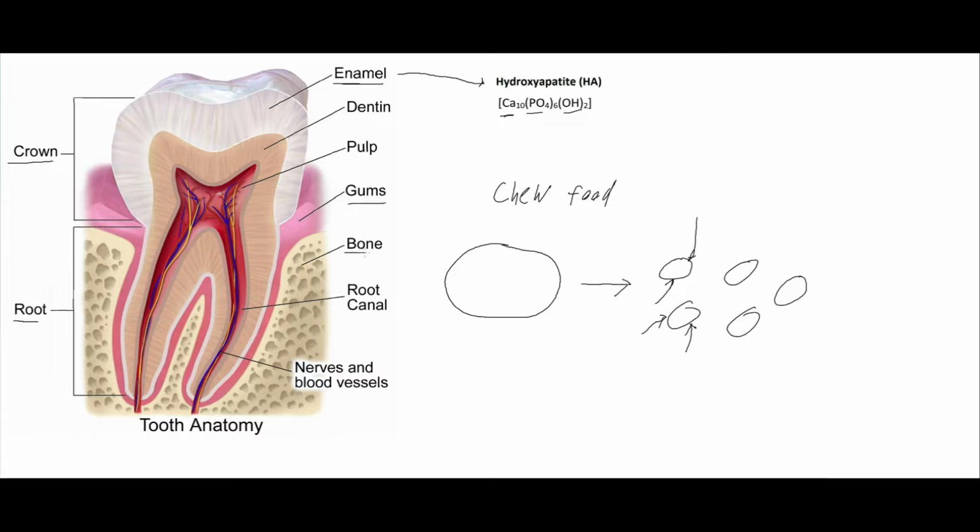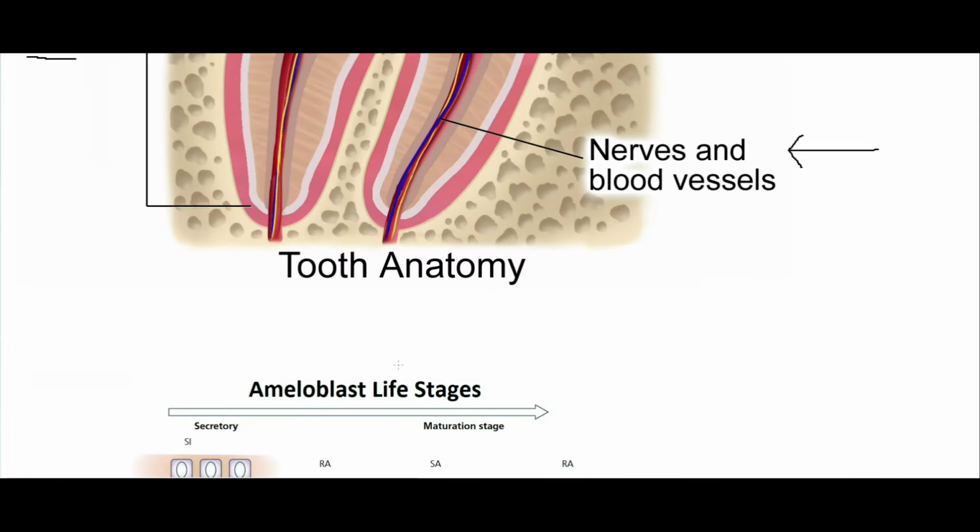The bone, which could be the mandibular bone if it's the bottom jaw, or the maxillary bone if it's your upper teeth. We have the root canal, then of course the nerves and blood vessels, because teeth are living tissue. They do contain living cells. They're not like hair or something. And so let's talk a bit about these cells.